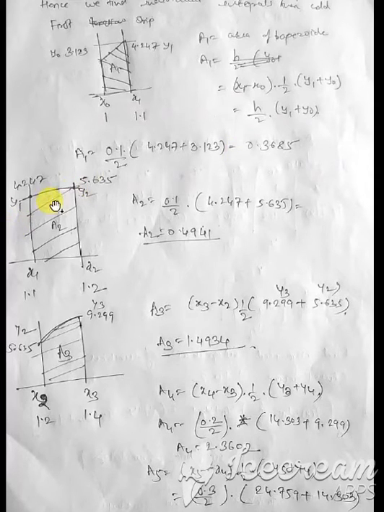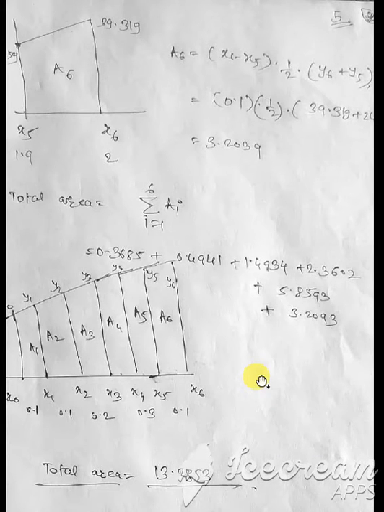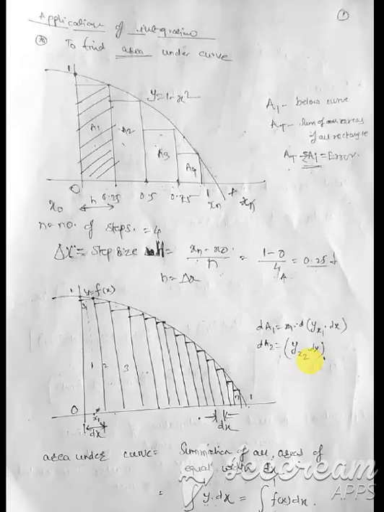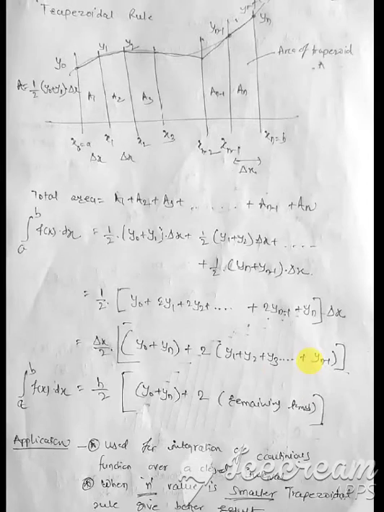Similarly for a2, this is x1, x2 and the corresponding y1, y2 values are there. And for a3, see here h is equal to 0.2, not equal to 0.1. Hence for a3, h will be different. Similarly find a4, a5, a6 and add all these areas, and the total area you will get as 13.285. In this way we have completed the sum part of the trapezoidal rule.